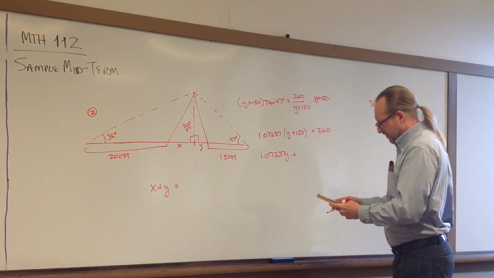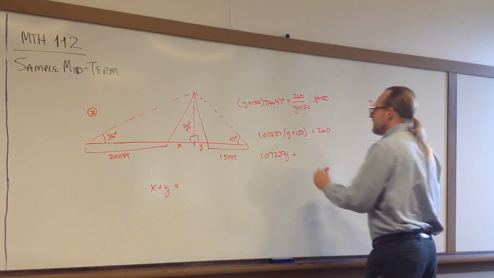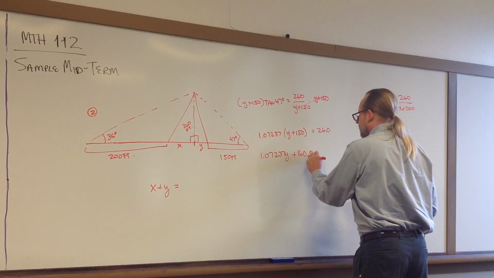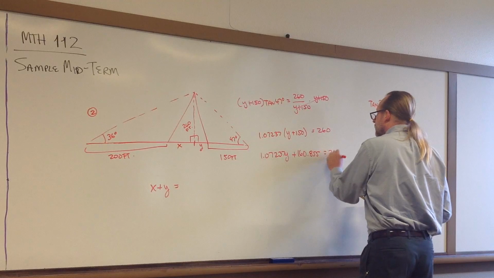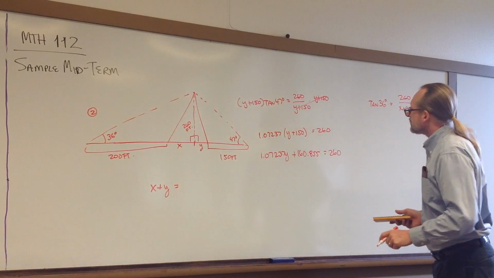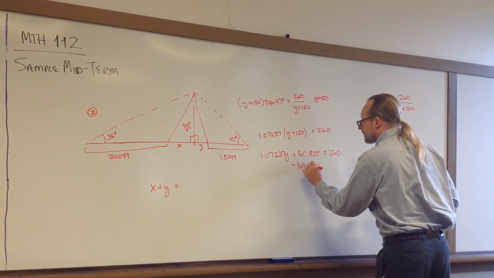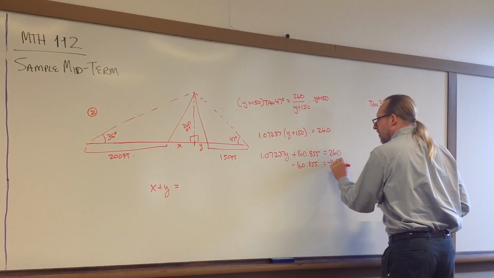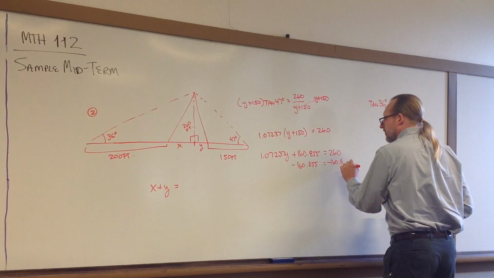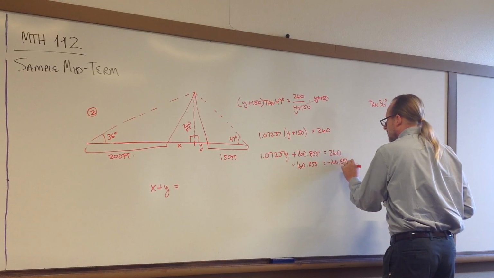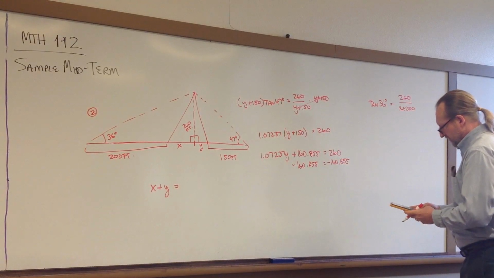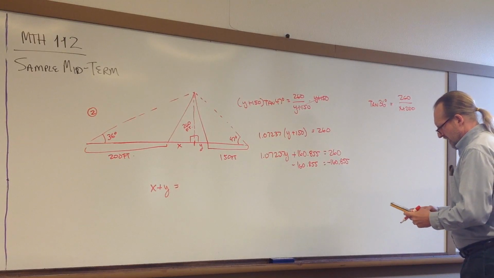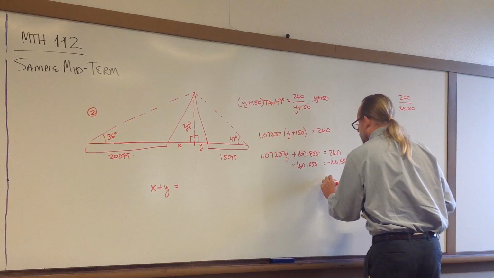Then we're going to multiply that times 150, which gives 160.855 over here, and 260 on the other side. So let's subtract this on both sides. What is that going to give us? It's going to give us a little less than 100. 260 minus 160.855 is 99.145.